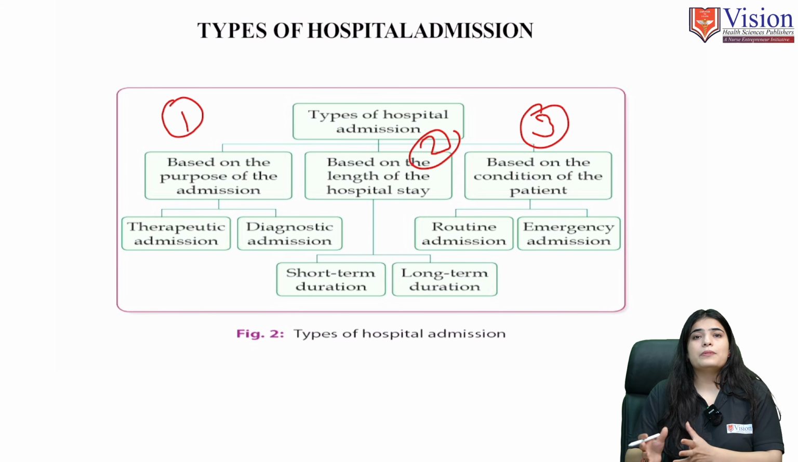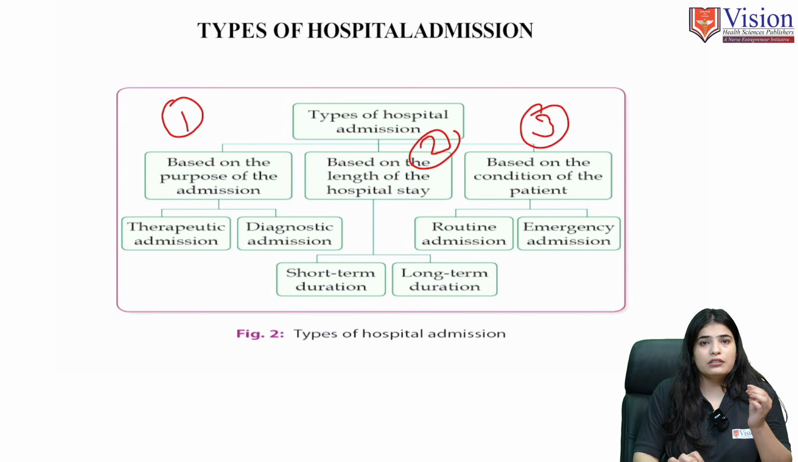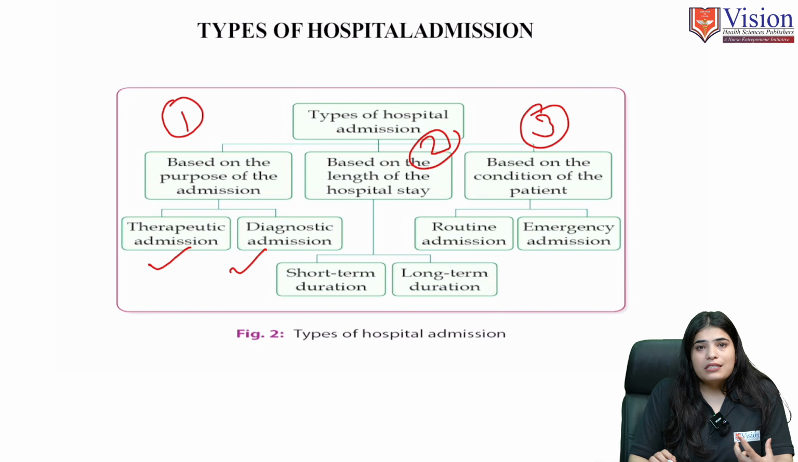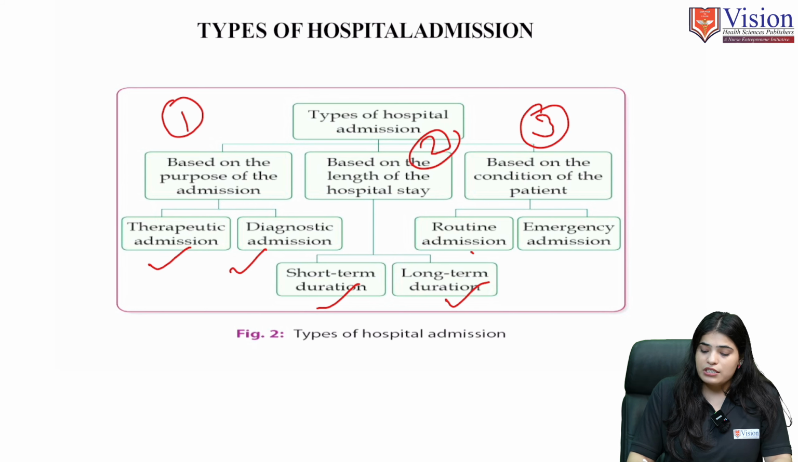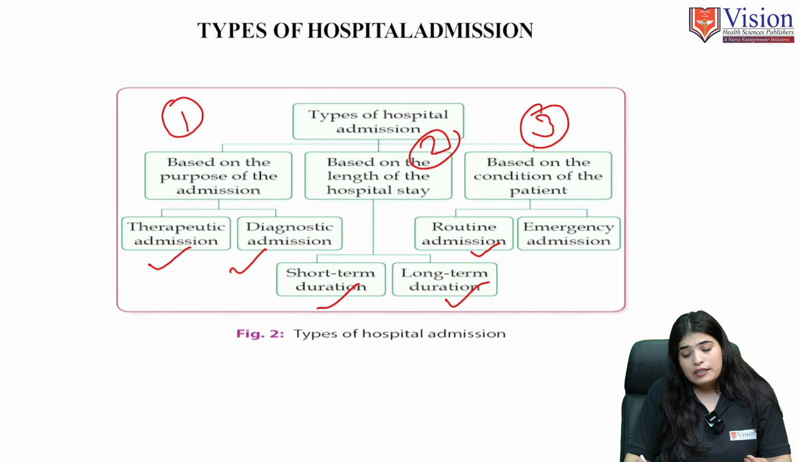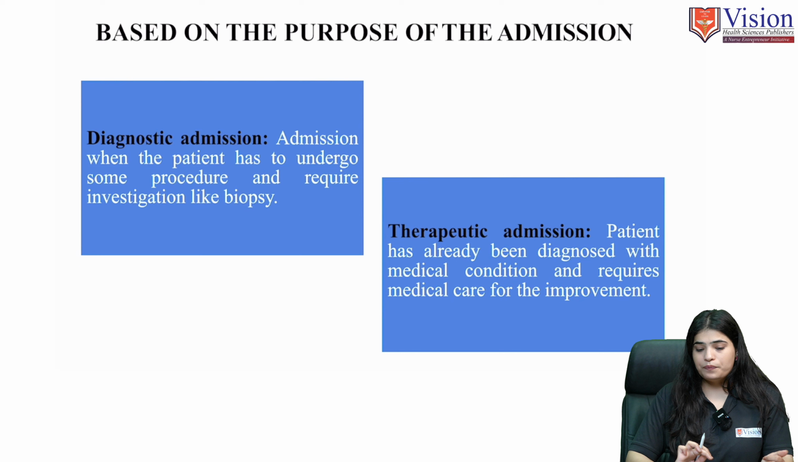Okay, so what's your purpose of admission? It is classified into two: therapeutic and diagnosis. Next is on the basis of the stay, length of stay: short term and long term. And the last classification is on the basis of their condition. One admission is routine admission and another is emergency admissions.